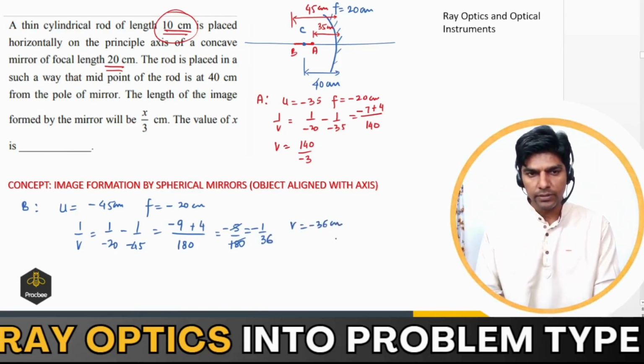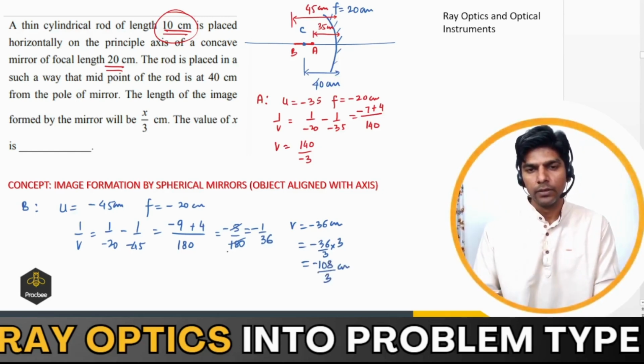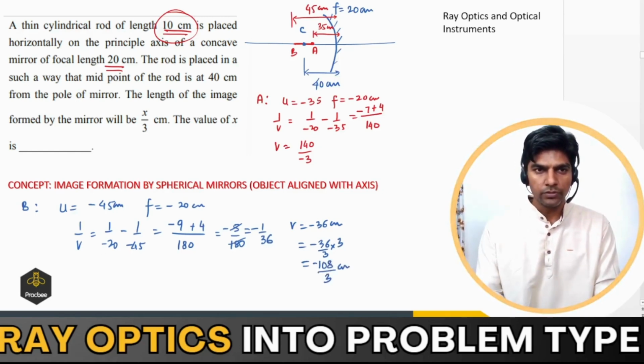So we have minus 36 and then we have 140 by 3. So if I multiply and divide this by 3, we'll get minus 108 by 3. Okay. So if I show the position of the images on the principal axis.